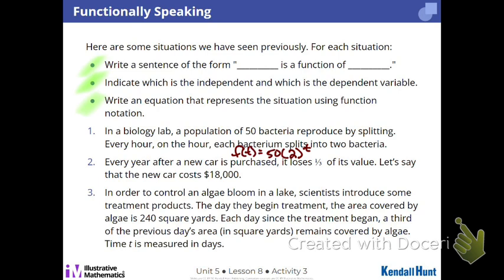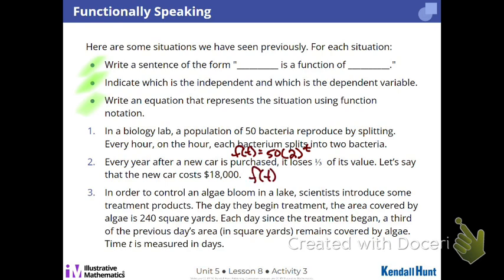All right, Julia. What is my function sentence for number 2, this new car? The value of the car is a function of time. Who can tell me what the dependent and independent variables are? Raymer: The price is dependent, the time is independent. Yeah, the price depends on the amount of time.